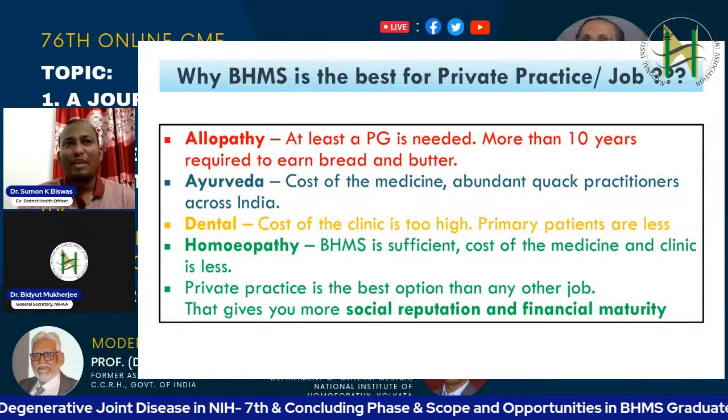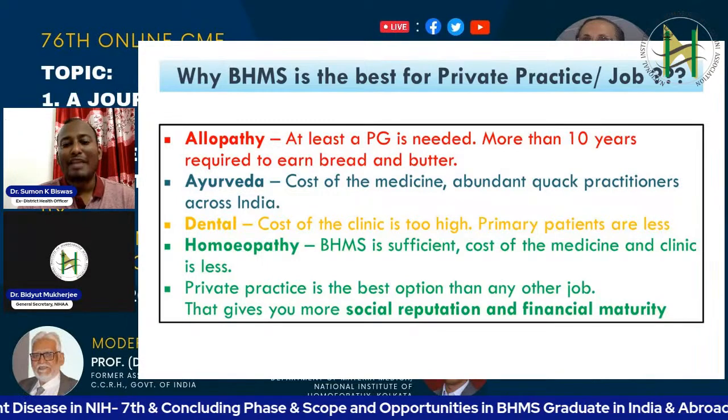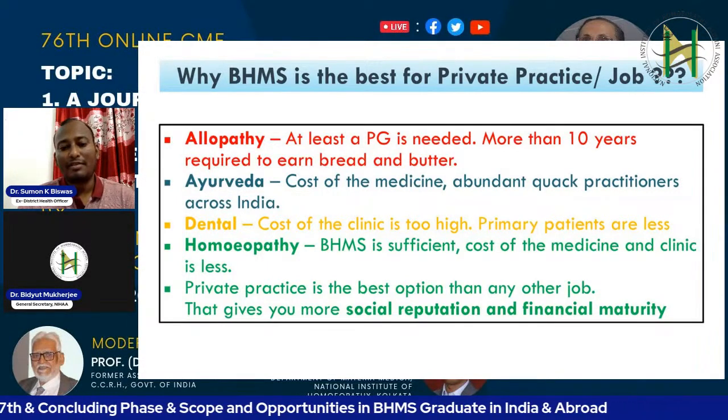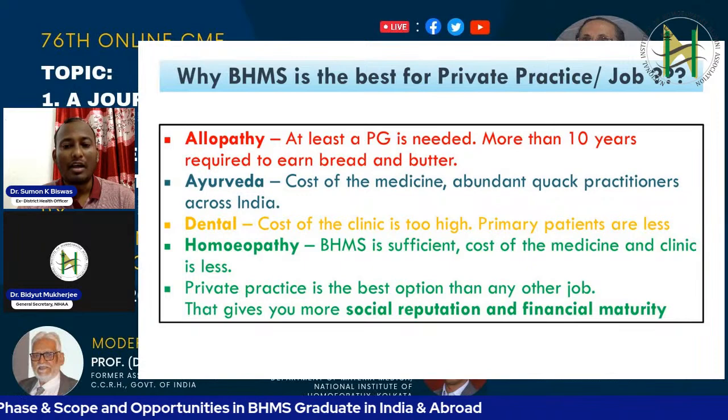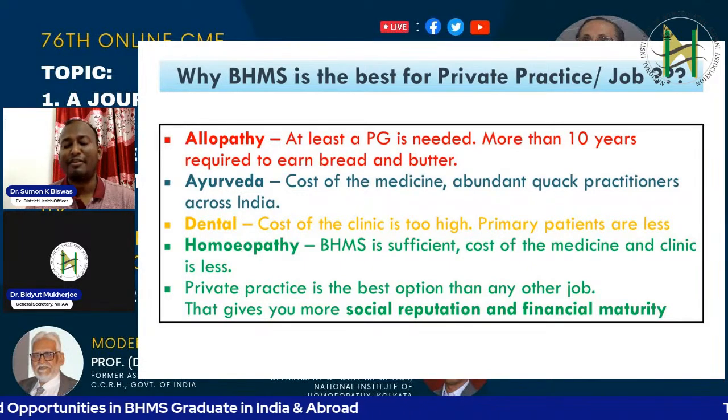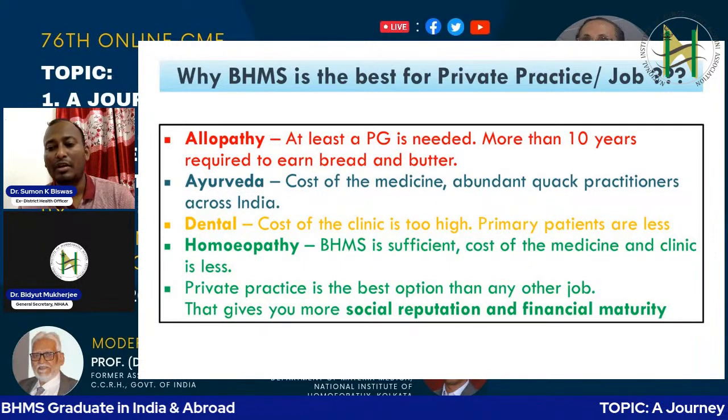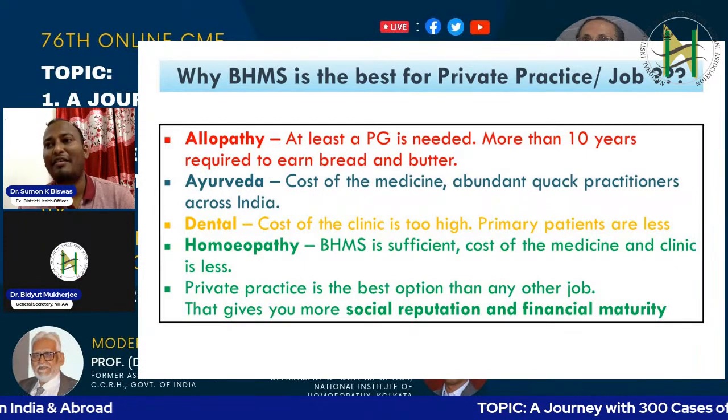Each and every person will have different ideologies on that. So for me, it has actually helped me to gain social reputation, and even the financial maturity is much better from my country's perspective.